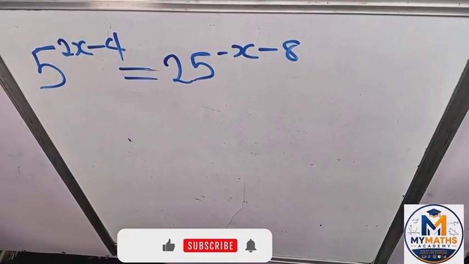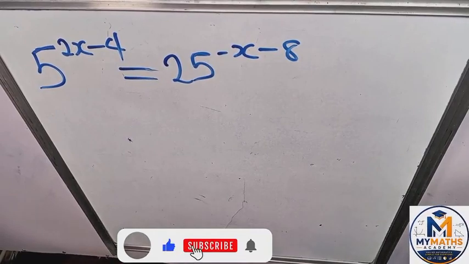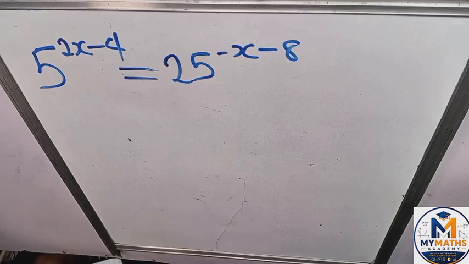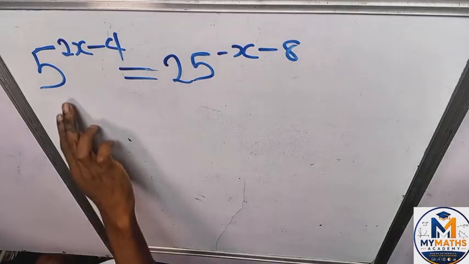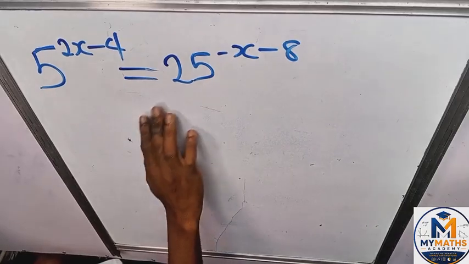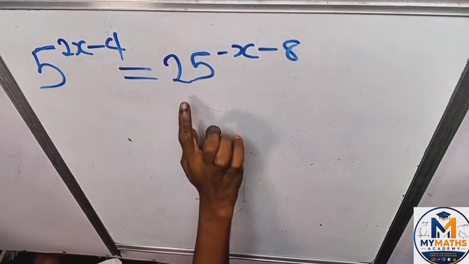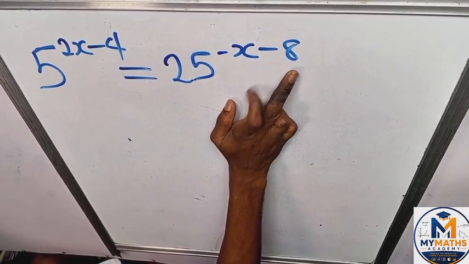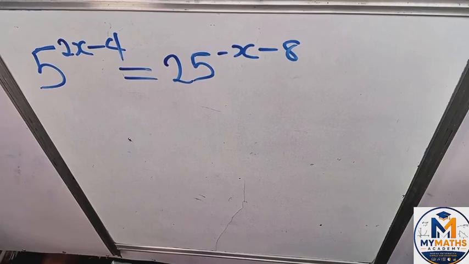Okay, there's a question that's given to us to solve. So I want you to look into this very clearly. Suppose we have a question like this that says 5 raised to power 2x minus 4 is equal to 25 raised to power minus x minus 8. Okay, and how are we going to solve this question?